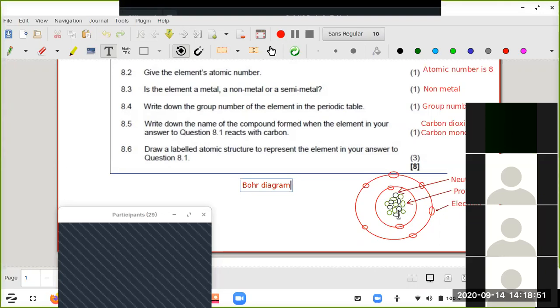Now, if the question specifies the type of the diagram, say, for example, it may say use a model, or use models, or use beads, or show by using circles. It means you are to draw a diagram using those structures that you are asked to use. But if the question just says draw an atomic structure, and it doesn't specify the type of the diagram, make sure that you draw the Ball's diagram. I think that one is clear, right?